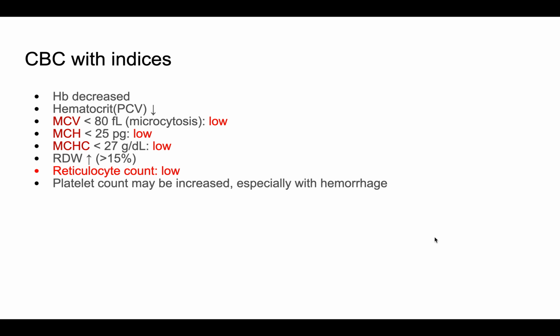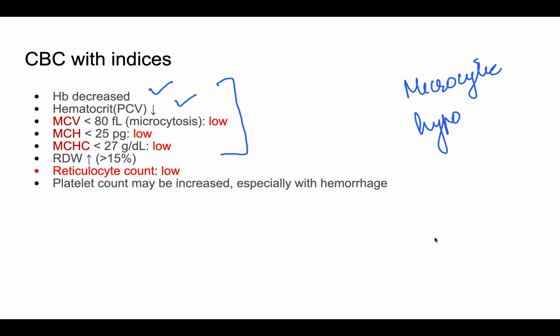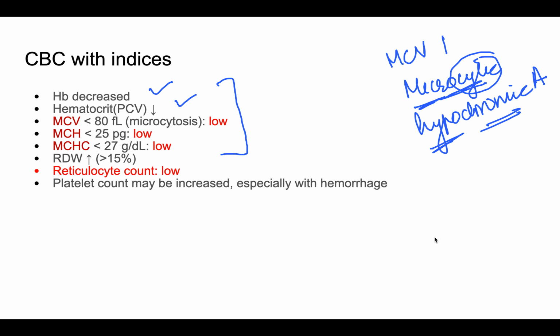So what will happen to hemoglobin? It will be decreased. What will be PCV? These are the indices now. PCV will be decreased, MCV will be low. It is a type of microcytic hypochromic anemia. Iron deficiency is a type of microcytic hypochromic anemia. That means the cell size is also low, the chromia is also low. So both MCV, denoting the size, is low, and MCH, denoting the hypochromia, is low.